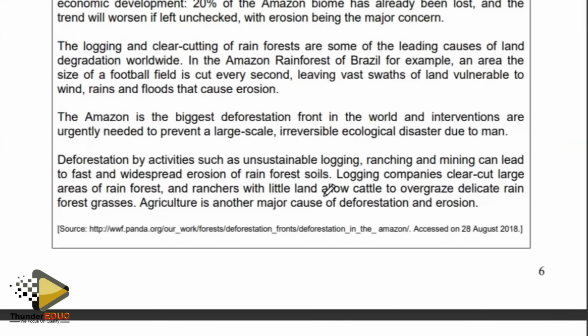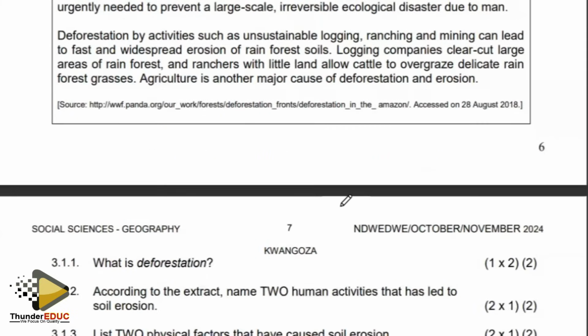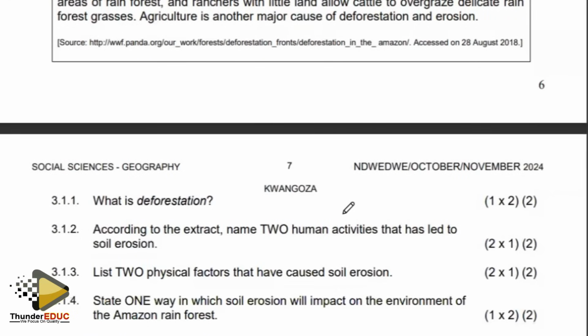Deforestation by activities such as logging, ranching, and mining can lead to fast and widespread erosion of rainforest soils. Logging companies clear out large areas of rainforests, and ranches with little land allow cattle to overgraze delicate rainforest grasses. Agriculture is another major cause of deforestation and erosion. So here we've read the extract.